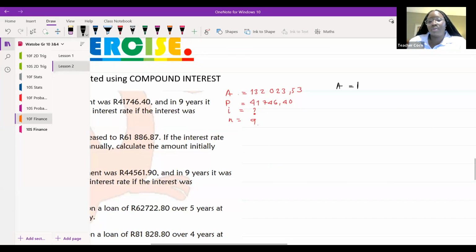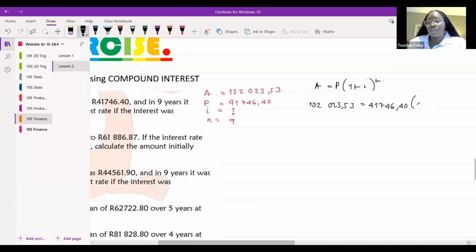All right. Let's do the simple things. Let's start by just substituting. What did I write first, Pamela? 132,023.53 equals 41,746.40 times brackets 1 plus I, close brackets, to the exponent of 9. Beautiful.